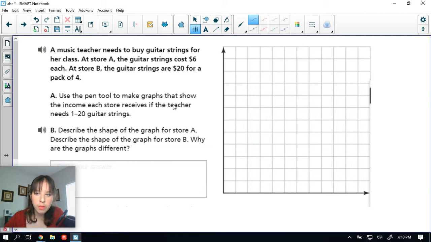All right, so I hope that you tried to graph this on your own. So let's graph this together. The first thing I'm going to do is label my axes. So this bottom axis is going to be strings, and this side axis is going to be income.